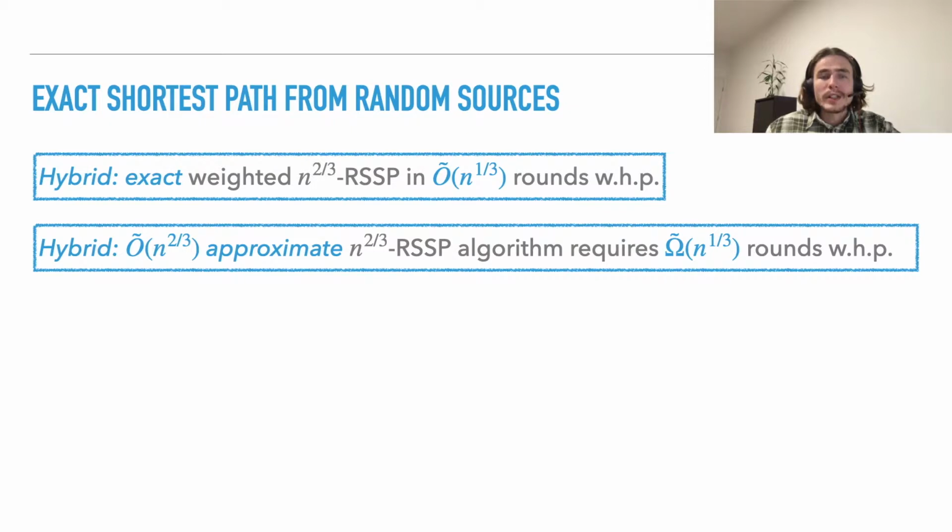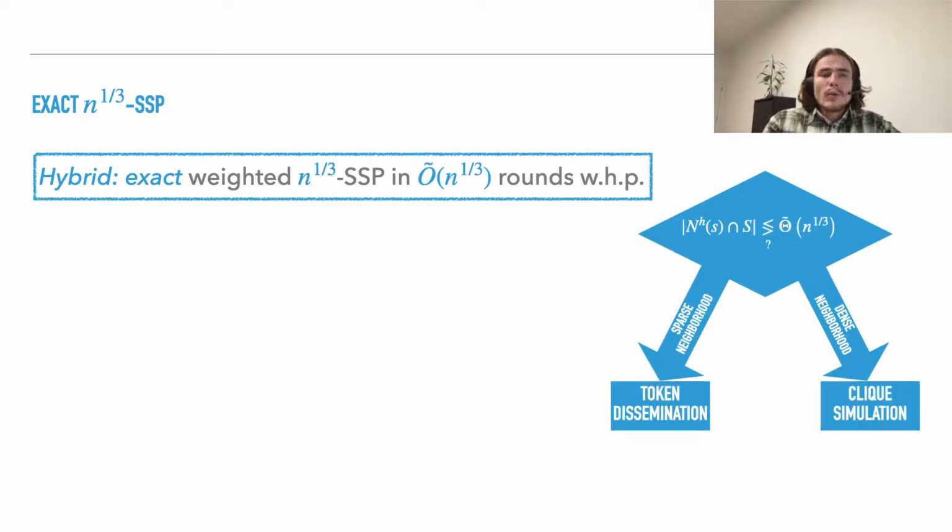We use a lower bound technique for the hybrid model introduced by Augustine et al. and applied by Kuhn and Schneider for MSSP, and applied in our case for SSP, and show that our result for shortest paths sampled with probability n to the minus one third is tight up to a logarithmic factor. Now we use the aforementioned algorithm to compute exact distances from n to the one third given sources in roughly n to the one third rounds. Notice that this improves upon our warm-up result for single source shortest path in terms of number of rounds.